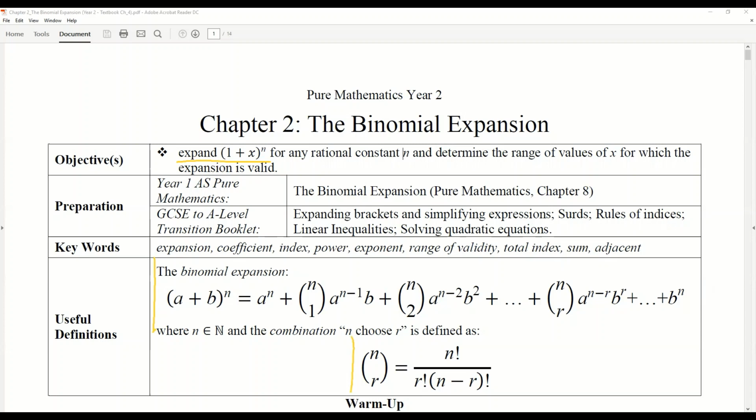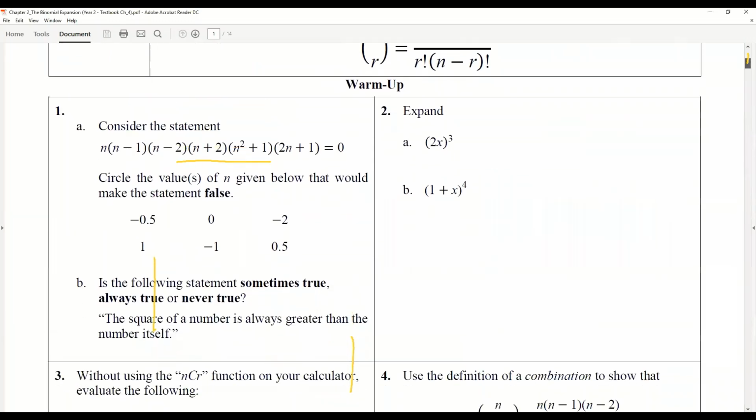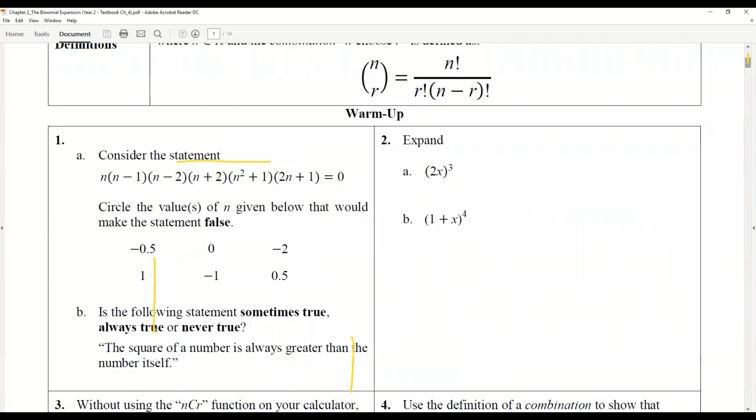Now, what I would like you to do first is have a look at the warm-up questions. If you'd like to pause the video and have a go at the 4 questions that are on the board, then when you've done that, unpause the video and we'll go through the solutions.